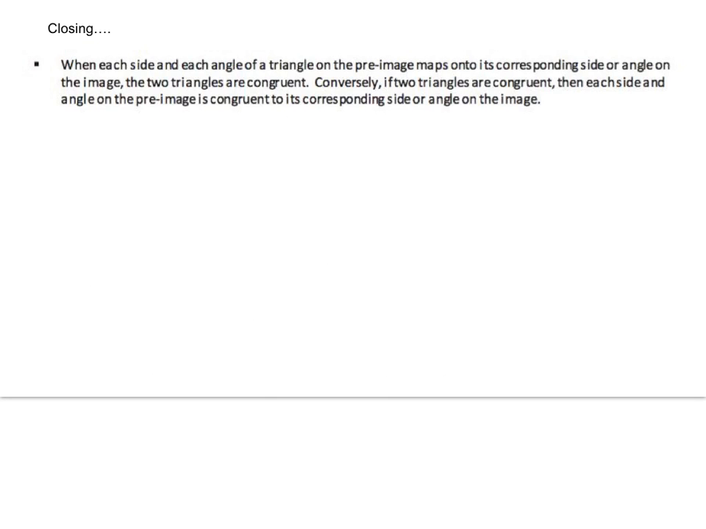Awesome. Okay, in closing, when each side and each angle of a triangle on the pre-image maps onto its corresponding side or angle on the image, the 2 triangles are congruent. Conversely, if 2 triangles are congruent, then each side and angle on the pre-image is congruent to its corresponding side or angle on the image. Nice job.